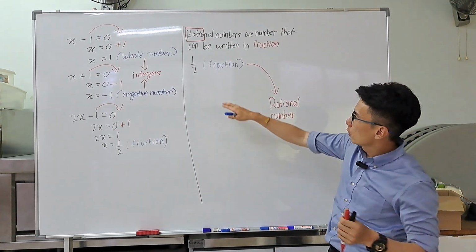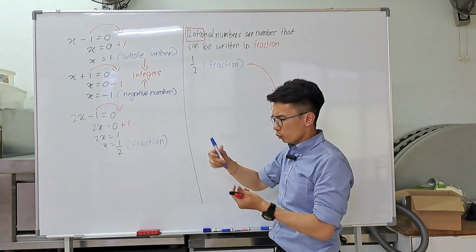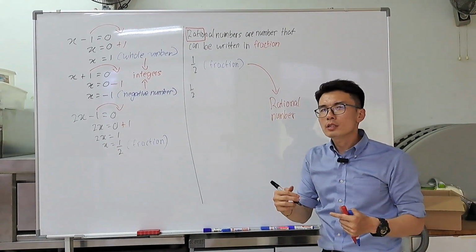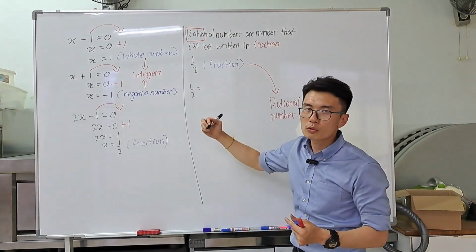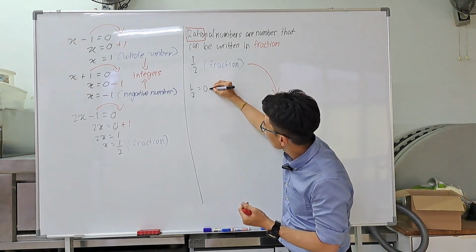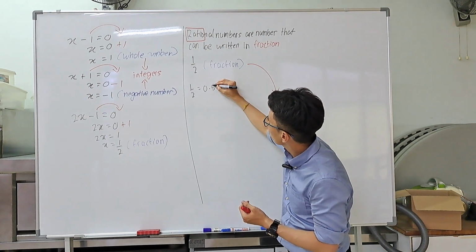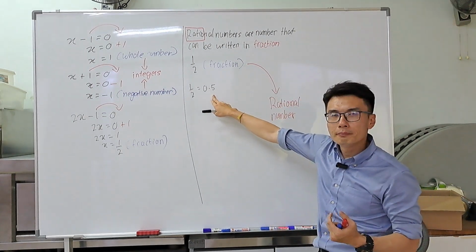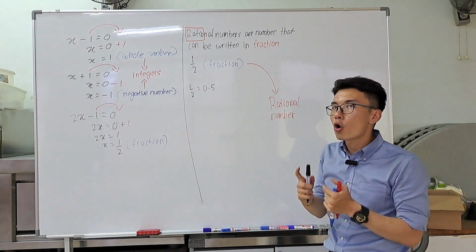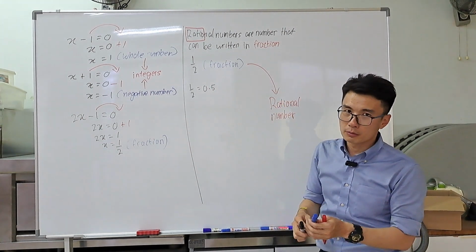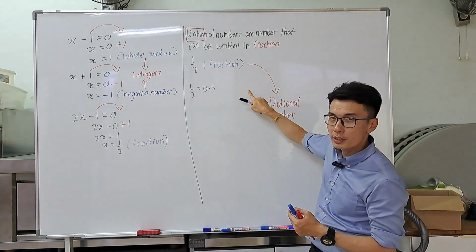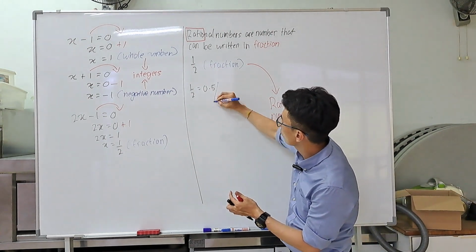Now, take a look deeply at this. 1 over 2 can be written in some other forms. 1 over 2, which means 1 divided by 2, which you can write as 0.5. Now, take a look over here. This is a decimal, but it's not just any decimal. It's called a terminating decimal. Okay, why? Because after 5, there's no number over here. It stops.